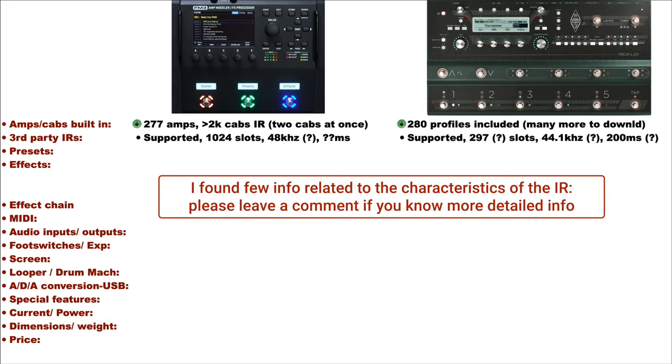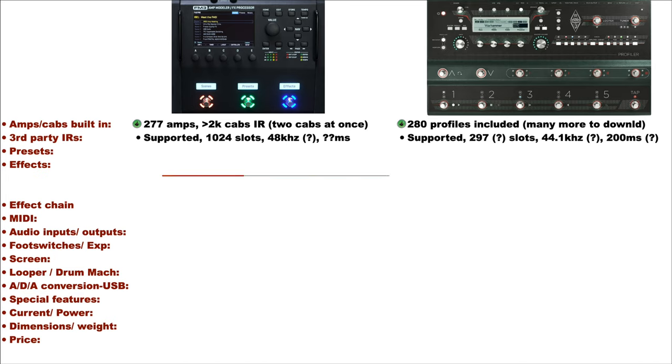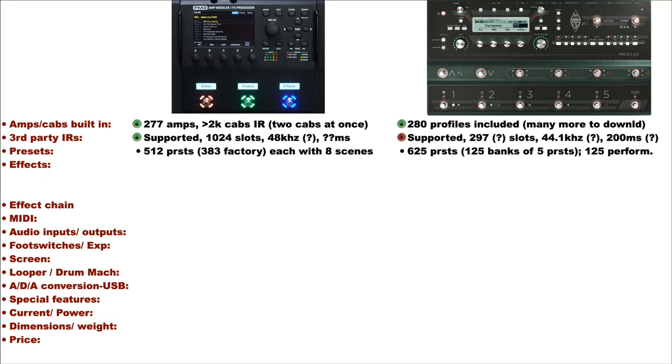I was not able to find out the maximum length of the IR that can be loaded in the FM3, but with firmware updates we should be able to load the ultra-res IR of the Axe-Fx III. So here I would give a thumbs up to the FM3 as it offers more user slots and the kilohertz is higher. We then have 412 presets in FM3 and 125 banks each of 5 presets in the Kemper Stage.